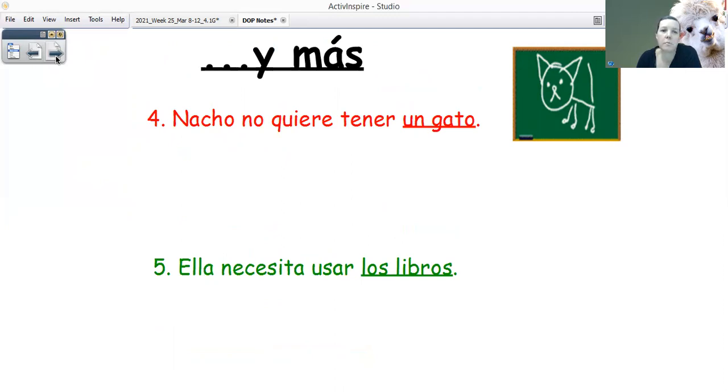So the first one, number 4, is Nacho does not want to have a cat. I've underlined the DOP for you. Un gato is lo. Lo goes right before the conjugated verb or attached to the infinitive. And you have Nacho, still starts it. Nacho no lo quiere tener. Or you have Nacho no quiere tenerlo.